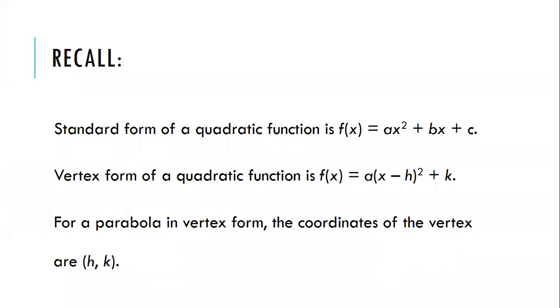So to begin with, things just to remember, I'm always going to remind you the difference. Your standard form of an equation is your f of x equals ax squared plus bx plus c. Your vertex form is f of x equals a times (x minus h) squared plus k. The parabola in vertex form, the coordinates of the vertex are (h, k).